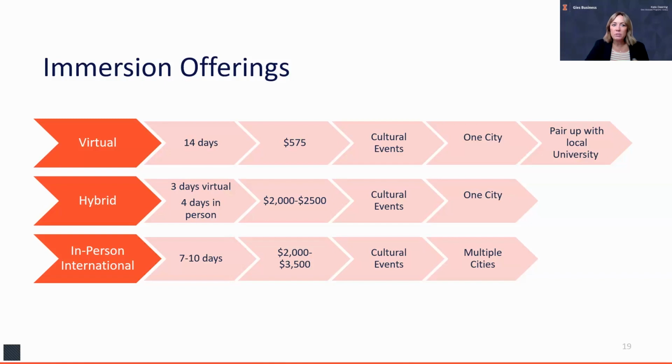And then lastly, the in-person international, which is what both Chelsea and I did. So that's a full trip over 7 to 10 days. You're going to visit typically 2 cities in South Africa. We went to Johannesburg for half the trip, and then we flew in the middle to Cape Town, which is pretty cool.